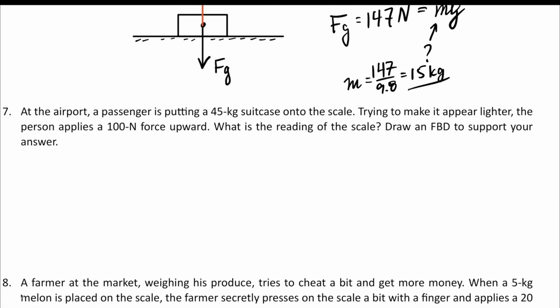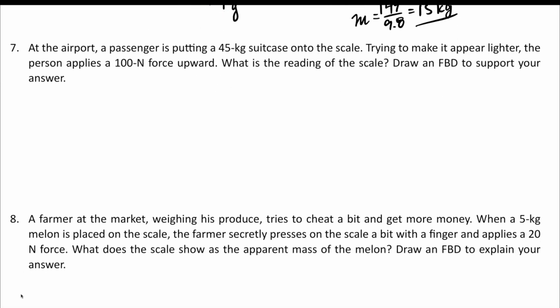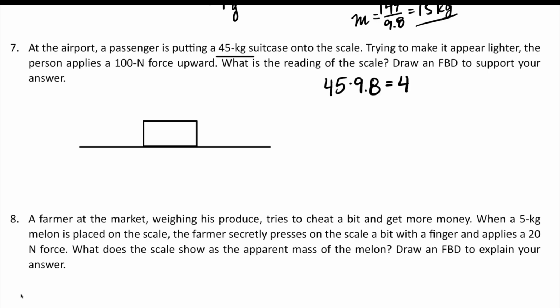The last two examples are getting a little bit trickier because we have different number of forces up and down. So up till now, our downward force of gravity was balanced exactly by the upward force from the scale. In these two examples, we have a little bit of a trick. So I'm going to start with the 45 kilogram suitcase. If it's 45 times 9.8, it's 441 newtons. This is what the scale should be reading if the scale is marked in newtons.